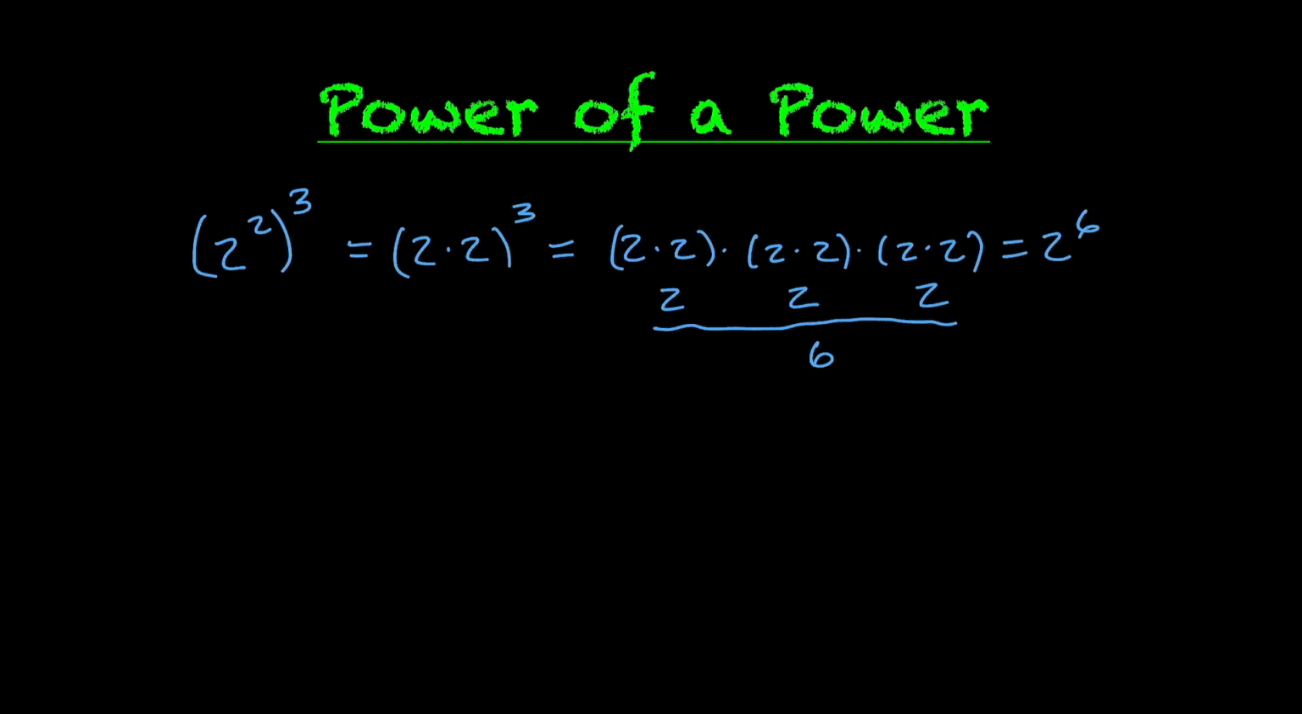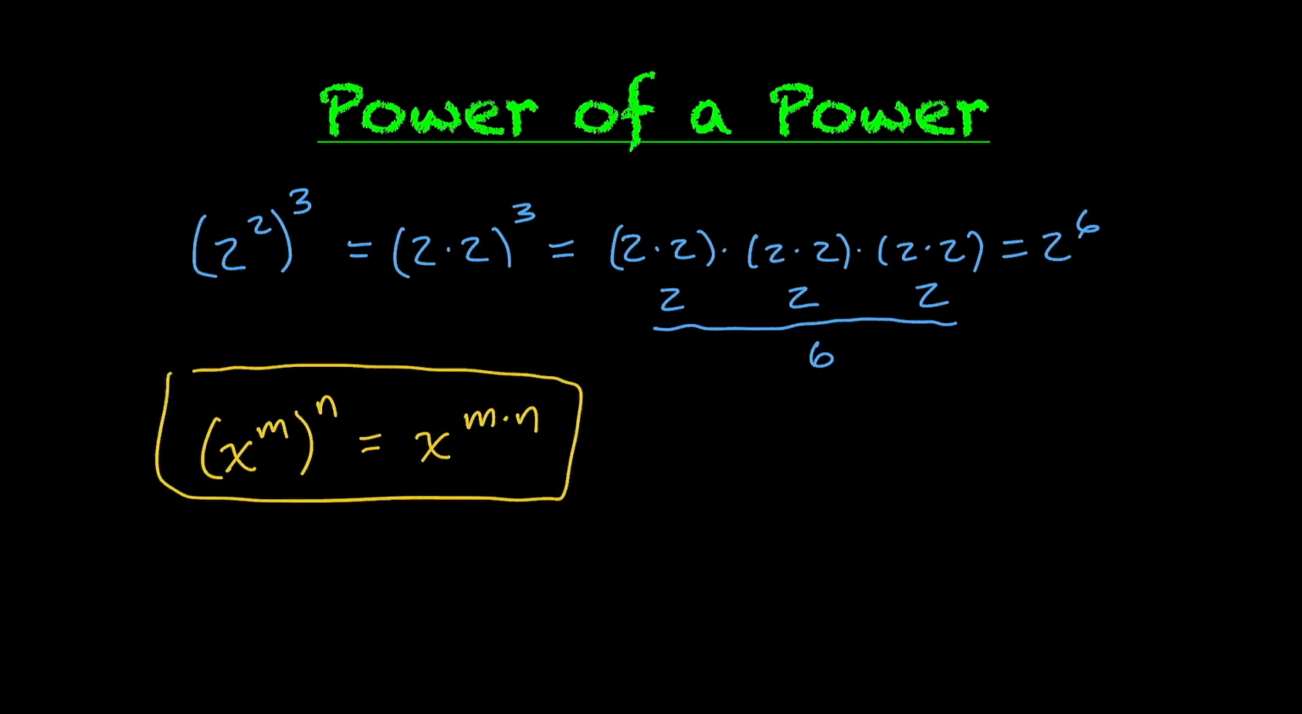And again, this works in general. If we have x to the m, all raised to the n, this is going to be x to the m times n. Or in words, when you raise a power to a power, you're going to multiply those exponents. So an example here would be 7 to the third, all to the fourth power is going to be 7 to the 3 times 4, or 7 to the 12th power.